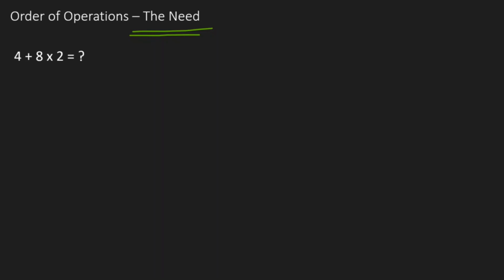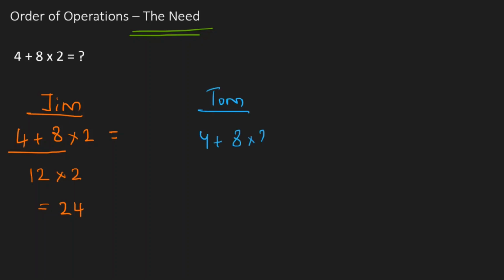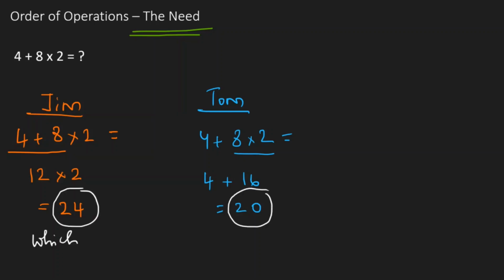Say two people are there, Jim and Tom. Jim thinks, let me first do 4 plus 8 and multiply that with 2. So he gets 12 into 2, which is 24 as the answer. Now Tom thinks, let me do 8 into 2 first. So he gets 4 plus 16 and his answer is 20. Now for the same expression, there are two answers. So which is the correct answer?